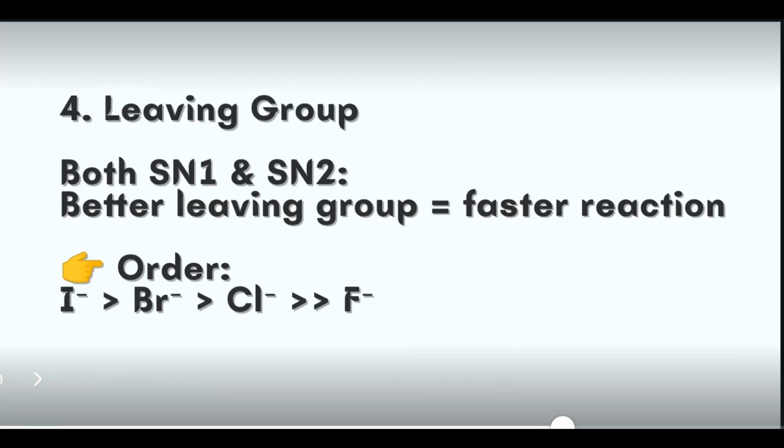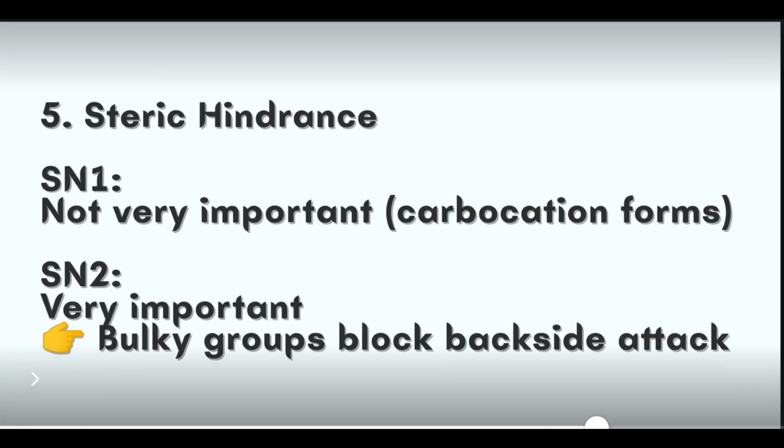Now you see the nature of the leaving group. In both SN1 and SN2 reactions, a better leaving group means a faster reaction. So the order is I minus, Br minus, Cl minus and F minus. Now the fifth one is steric hindrance. In SN1, steric hindrance is not very important because the carbocation is already formed. So in the stability order, the bulky group always has first priority. In SN2, steric hindrance is very important. If a bulky group is present, it blocks the backside attack. So in SN2, steric hindrance is most important.